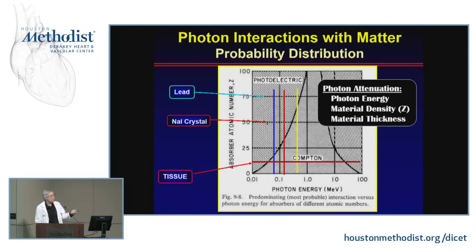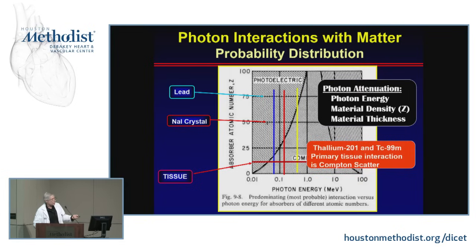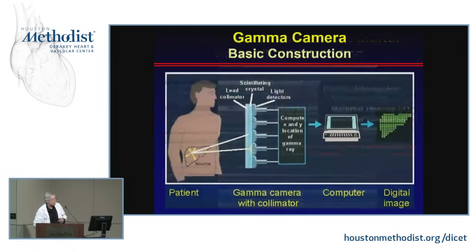And it's also important to remember that tissue attenuation depends not only on photon energy, it also depends on the density of the material, okay, lead being the densest, right? And also the thickness of the material. So we talk about half value layers in terms of how thick does something have to be for half of the photons to not get through or to pass through. Okay, that's the 50% half value layer. So all of these things come into play when we think about being able to image and getting photons out of the body to get to the crystal head. And again, thallium and technetium both, their primary interaction in tissue is Compton scattering.